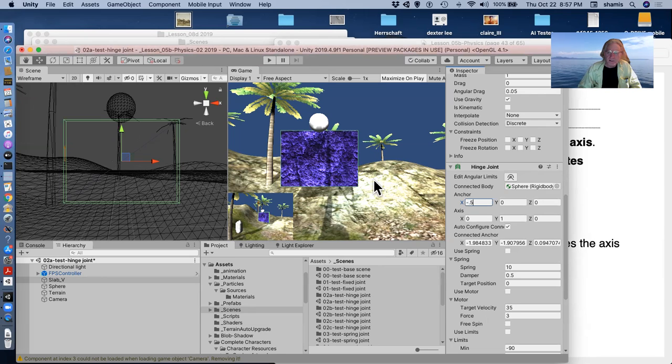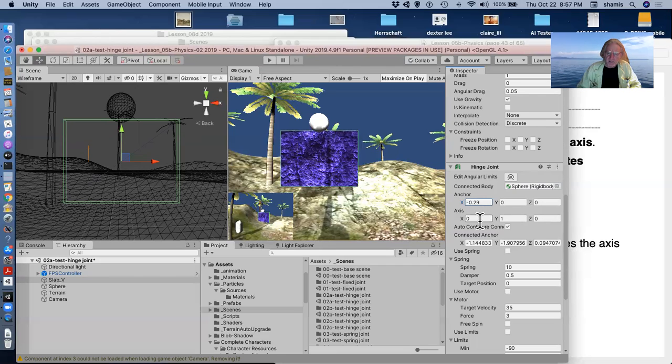Now, the other thing to note is the axis. Let me move this in here a little bit so we can see it. The axis is what direction that thing is pointing. Now, I have it set to 1 in the y direction, which means it's pointed up. It's rotating about the object's y-axis.